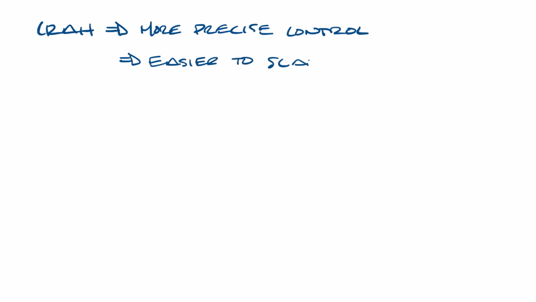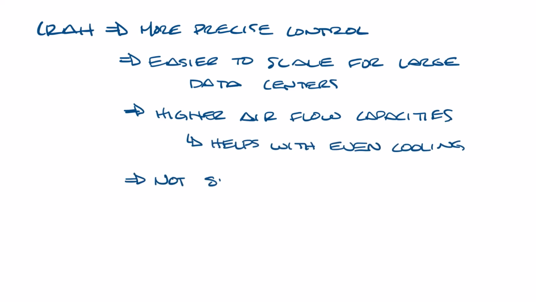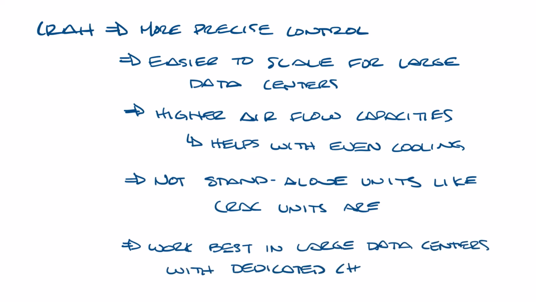Let's move this over again. CRAH units typically have more precise temperature control and are easier to scale for large data centers. They also have higher airflow capacities, which helps with even cooling across the server racks. Because they rely on a central chiller plant, CRAH units aren't standalone units like CRAC units are. They work best in large data centers with dedicated chilled water infrastructure.